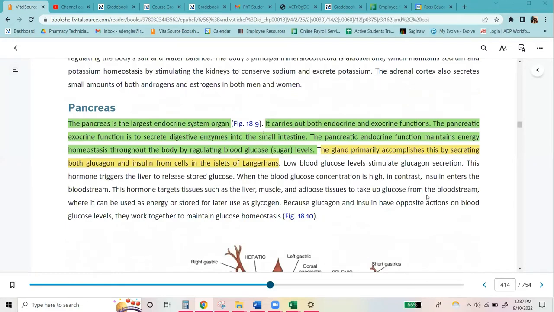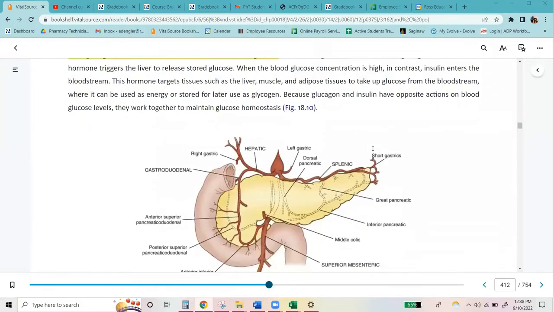The pancreas is the largest endocrine system organ. It carries out both endocrine and exocrine functions. The pancreatic exocrine function is to secrete digestive enzymes into the small intestine. The pancreatic endocrine function maintains energy homeostasis throughout the body by regulating blood glucose and sugar levels. The gland primarily accomplishes this by secreting both glucagon and insulin from cells in the islets of Langerhans.